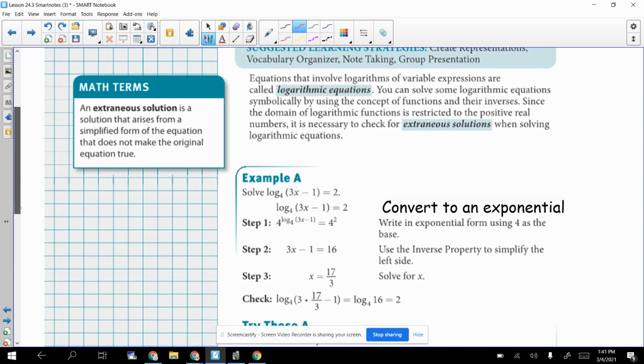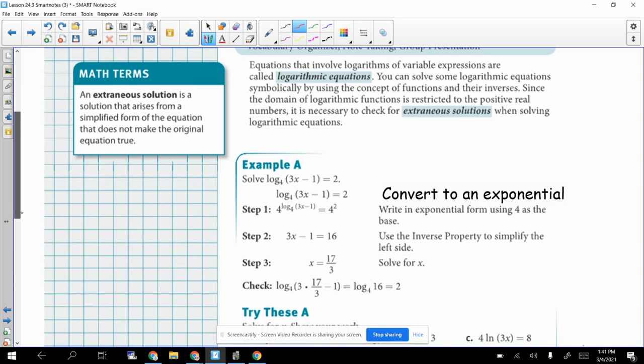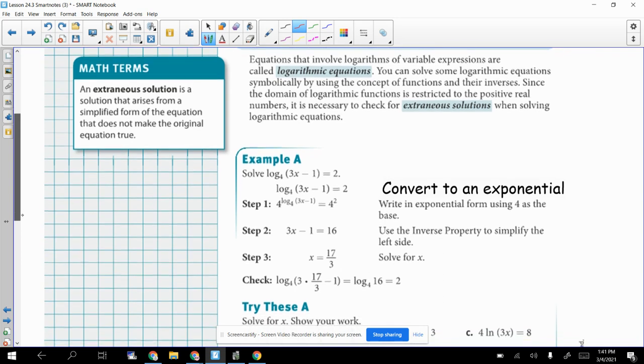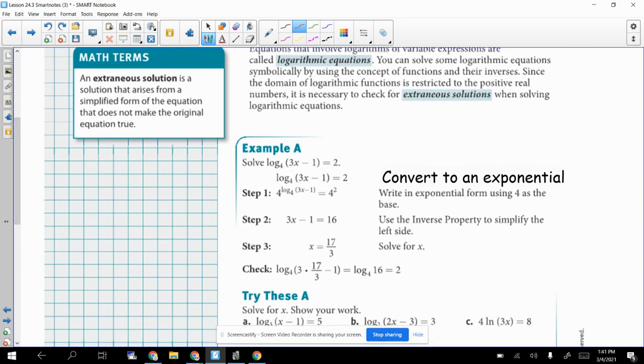So first here it says equations that involve logarithms of variable expressions are called logarithmic equations. We know that. You can solve some of these logarithmic equations symbolically by using the concept of functions and their inverses. So remember, their inverses are exponents or exponential functions. Since the domain of logarithmic functions is restricted to the positive real numbers, it is necessary to check for extraneous solutions when solving logarithmic equations.